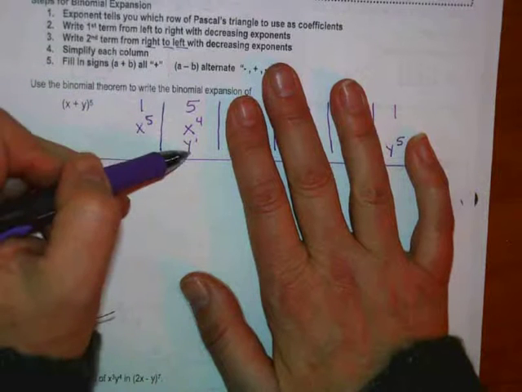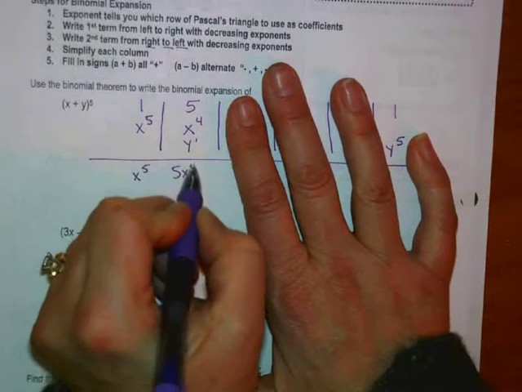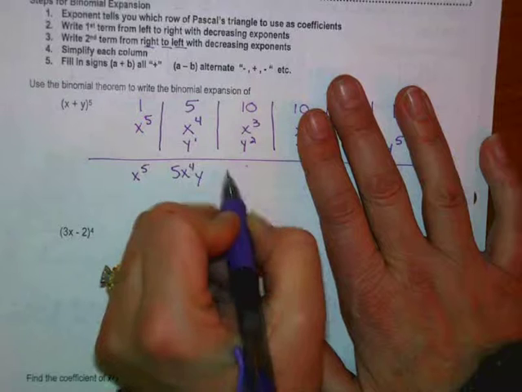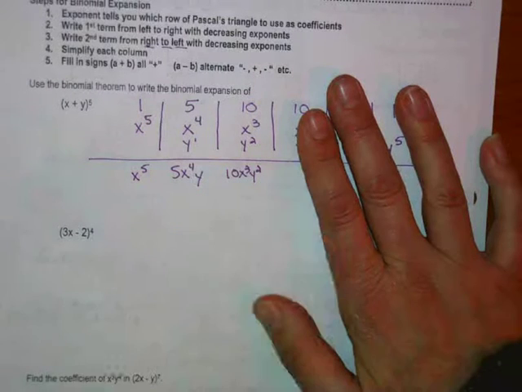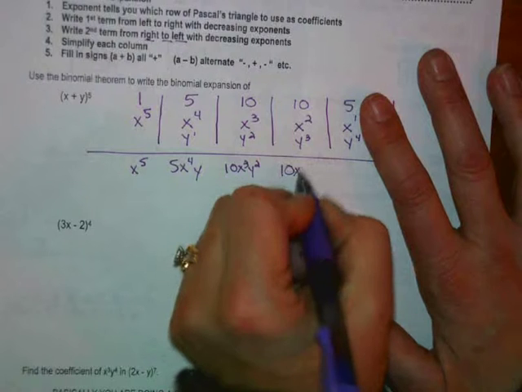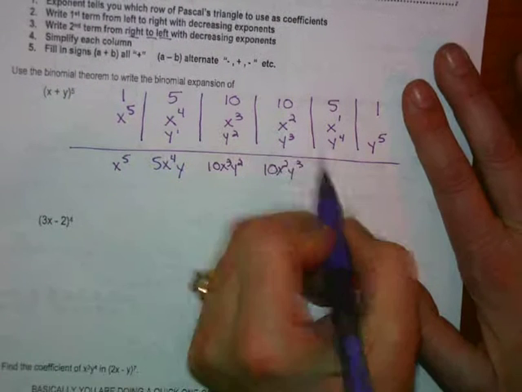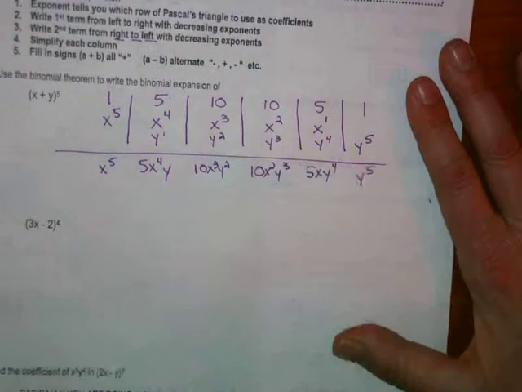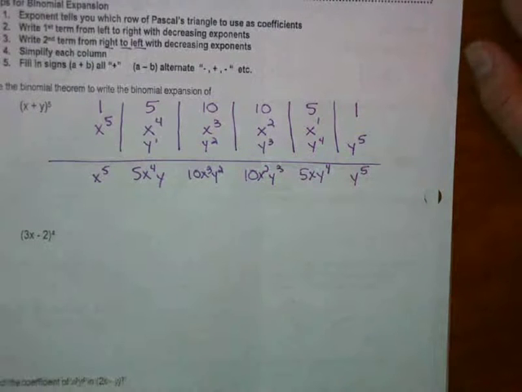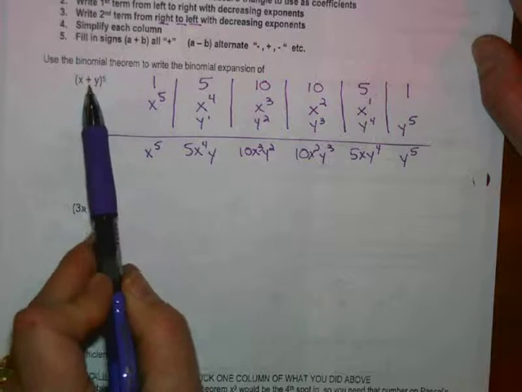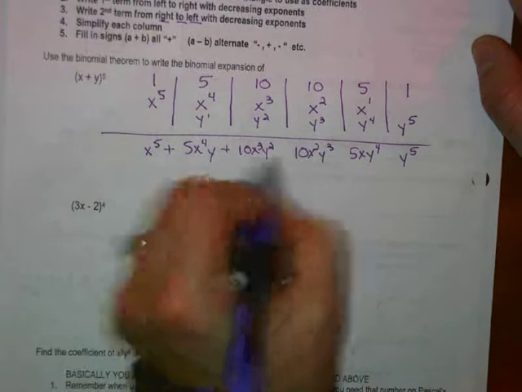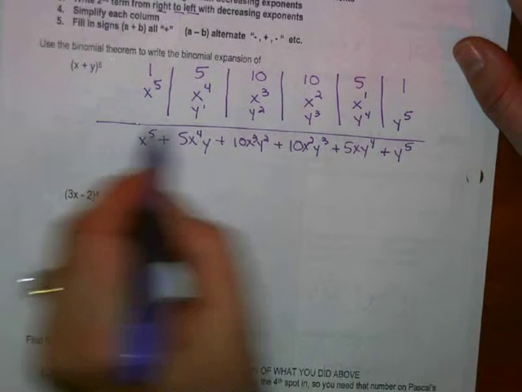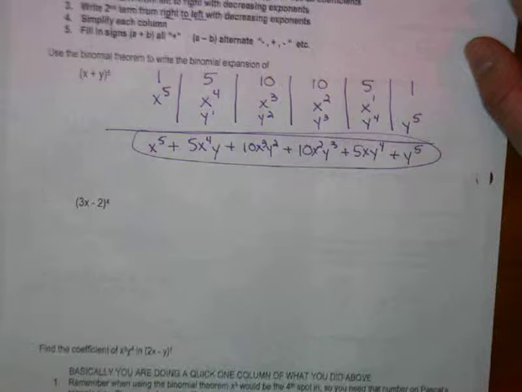5 times this. You just write it down. It's 5x to the 4th y. That's that second term. Then you do this one. 10x cubed y squared. 10x squared y cubed. 5xy to the 4th, ending with y to the 5th. And then the very last step says fill in the signs. If it's a plus, then it's all plus. Boom, boom, boom, boom, boom, and you are done. It's way easier than expanding that binomial by hand.